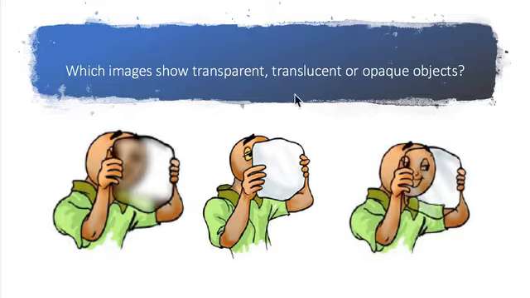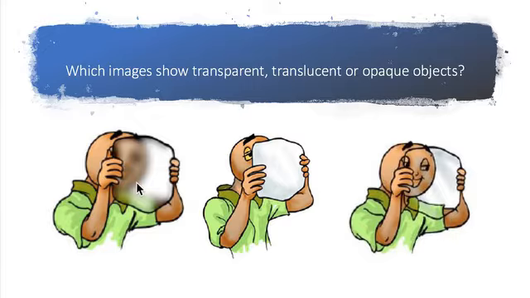Okay, so we've got these three words that you may have heard of before. Transparent is what we're looking at today. Transparent means see-through. It's something that will let the light through. So this object here is transparent, it will let the light through. We can see this person clearly behind the transparent material there.